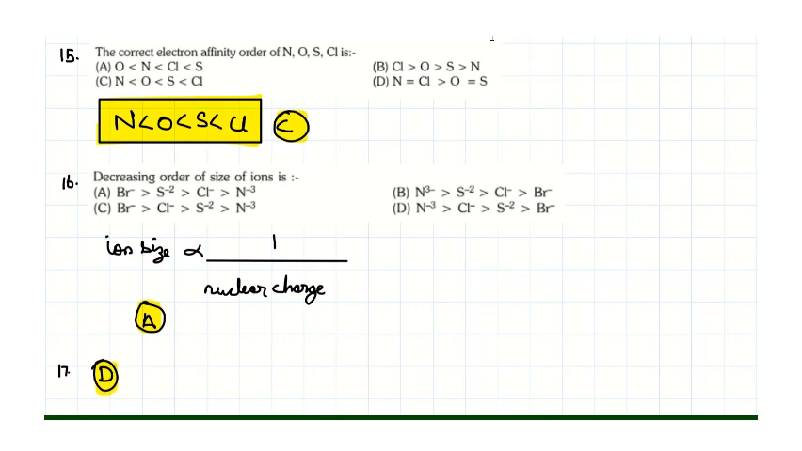In the 16th question, we need to find the decreasing order for the size of the ions bromine minus, chlorine minus, sulfur 2 minus, and nitrogen 3 minus. We know that the size of the ion is inversely proportional to the nuclear charge, and the ionic size increases with an increase in the number of shells or an increase in the negative charge. Thus, we have option A as the correct answer.